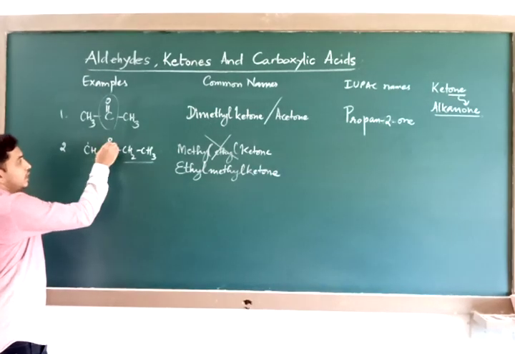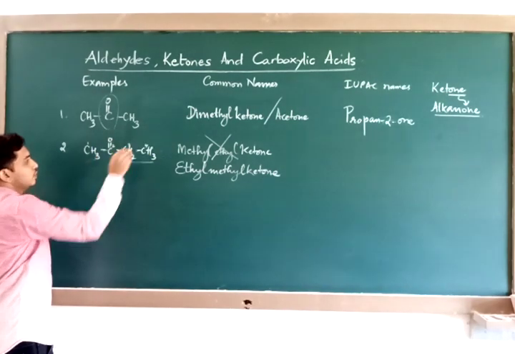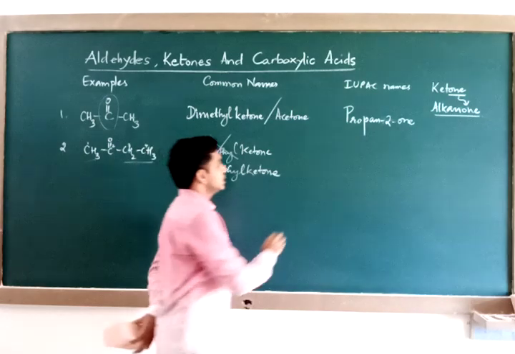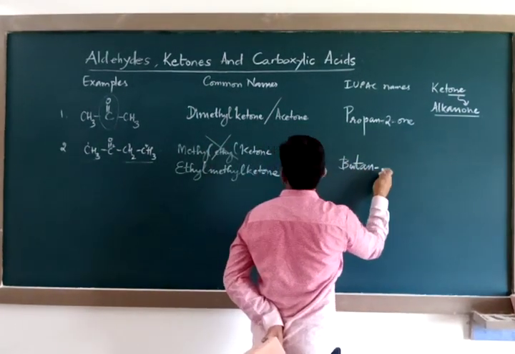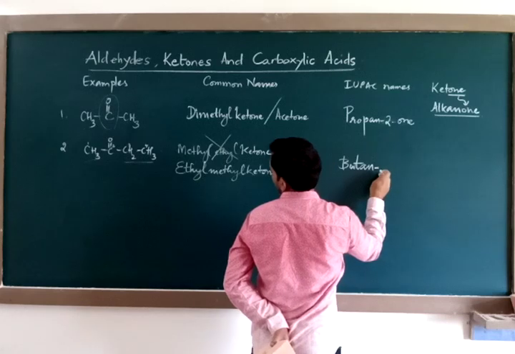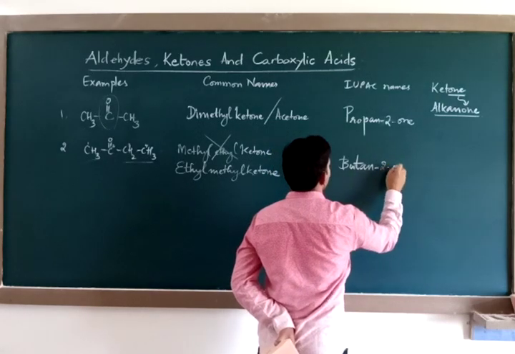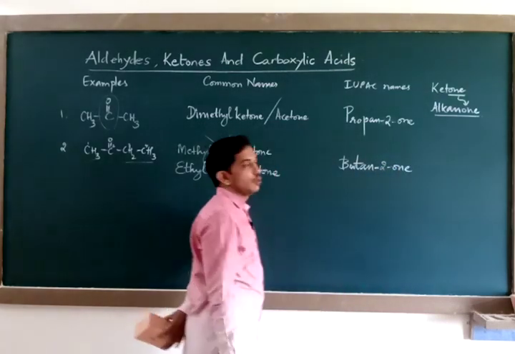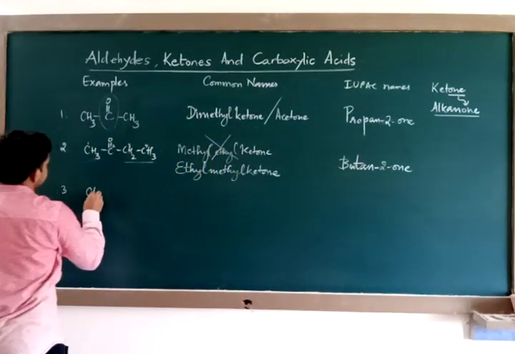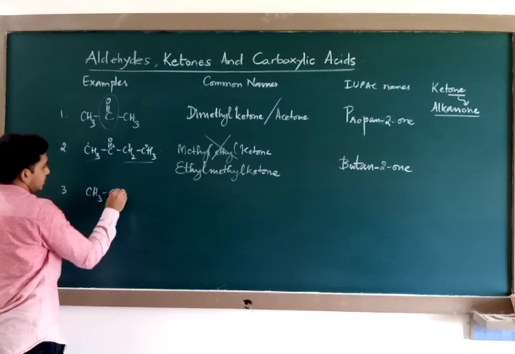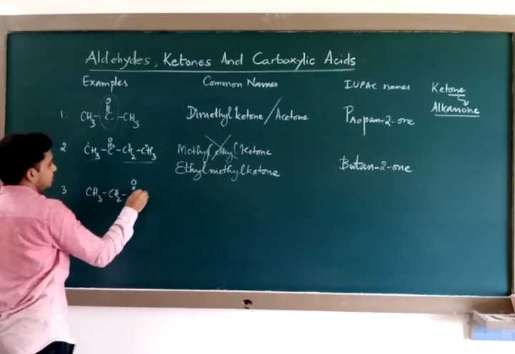Count from this side, 1, 2, 3 and 4. Therefore, it is a 4 carbon chain, but all are single bonds, so ane. The double bonded ketone group is at second, therefore butane-2-one is the correct name. Then let us see how you name this compound.